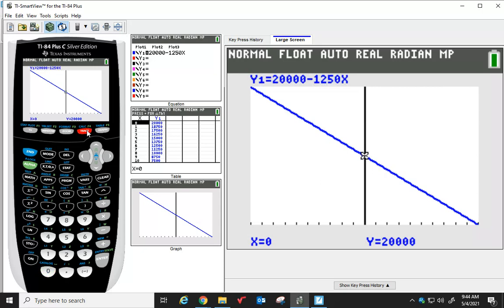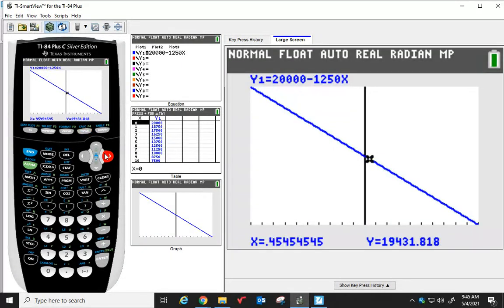So I'll hit trace. Now, mine goes straight to the y-intercept. So it says when x is 0, y is 20,000. The reason I'm going to this is it's going to help me identify what my y max value is going to be. So I'll make my y max value a little bit bigger than 20,000, but I don't want y max to be anything less than this. Otherwise, I won't see the y-intercept.